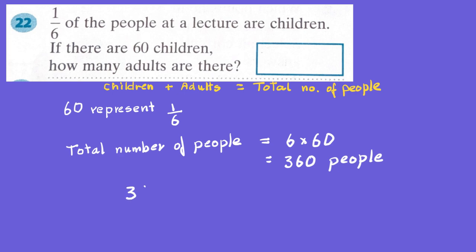Now, because there's only children and adults, and we know that there are 60 children, if we take away from 360 the children, which is 60, we will get the number of adults, which will be 300 adults. So 360 was the total amount of people and 60 were children. And if we take away the children from the total, we'll get 300 adults. So our answer is 300.